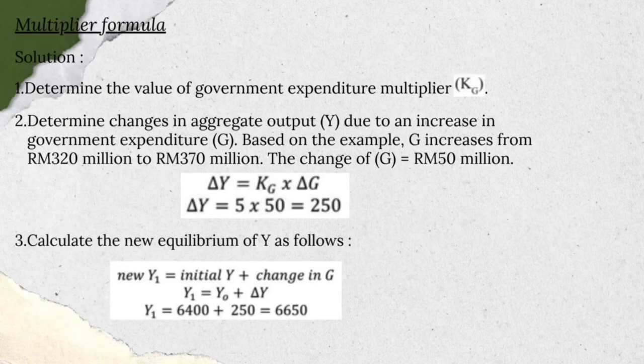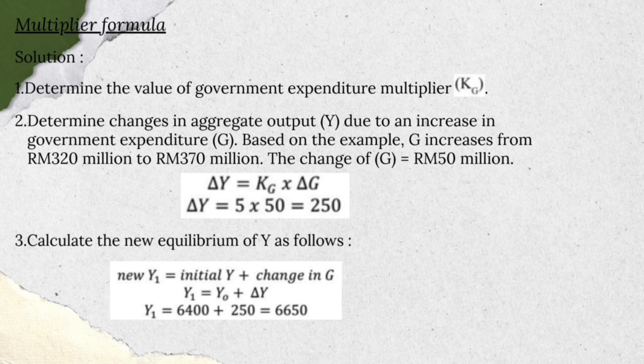Firstly, determine the value of the government expenditure multiplier, which is kG. kG equals 1 over MPS, which is 1 over 0.2 equals 5. Next, determine changes in aggregate output due to an increase in government expenditure, G. Based on the example, government expenditure increases from 320 million to 370 million. It means that the change in government expenditure is 50 million. The solution is as follows.